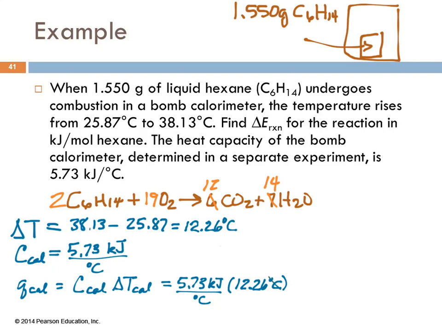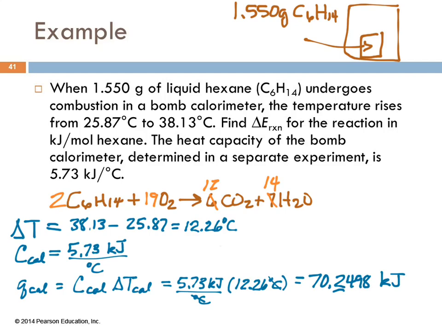The degrees Celsius cancel out, and we get 70.2498 kilojoules. How many significant figures should that number have? 3. So I'm going to underline the third digit there.